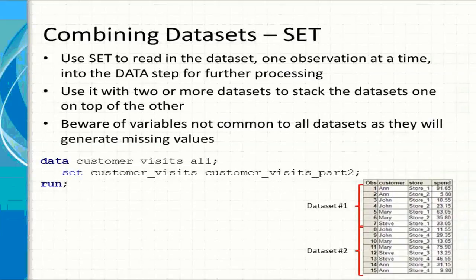Now, using a set statement. In the example there, you've got a data set that comes from two original data sets, so data set number 1 and data set number 2. This is really just what you get when you use the set statement. In this particular case, you're generating customer_visits_all, which is coming from the customer_visits and the customer_visits_part2 data sets. You're just stacking up the data sets on top of one another, and SAS, as in all processing, just reads one observation at a time until it gets stacked up.